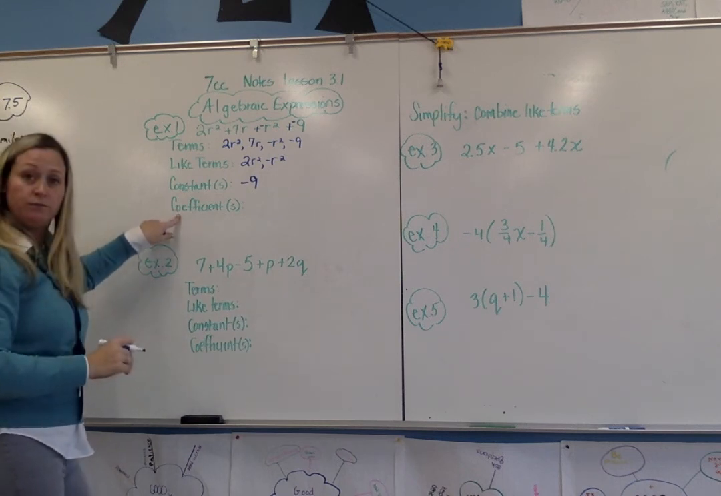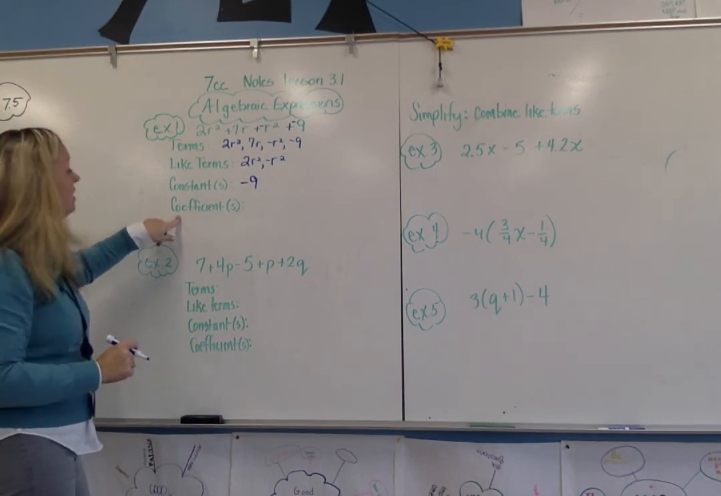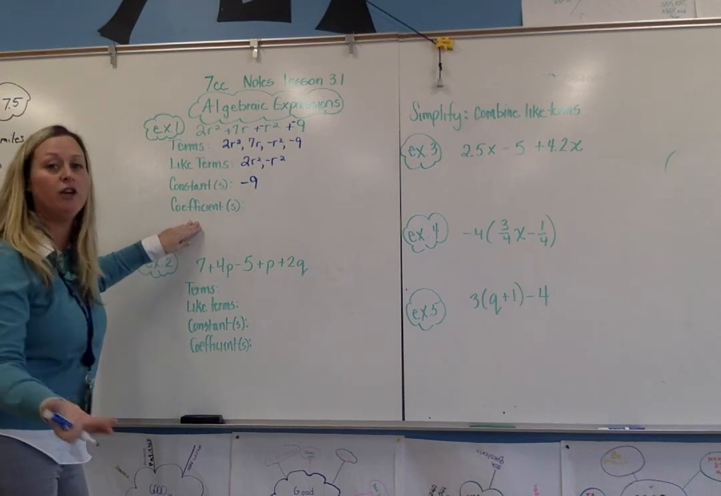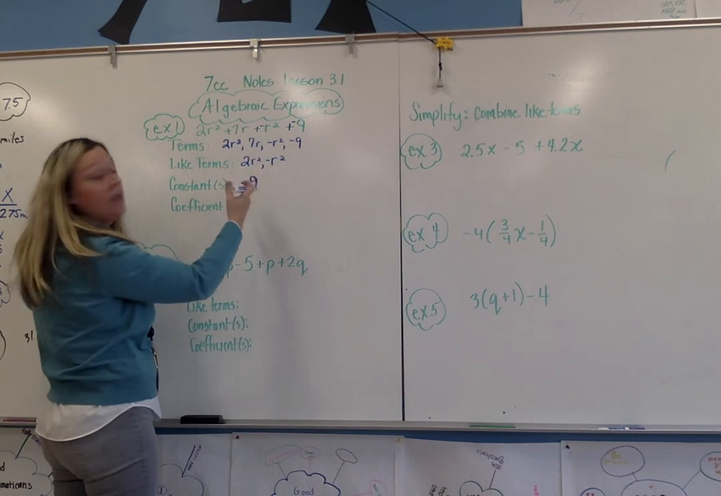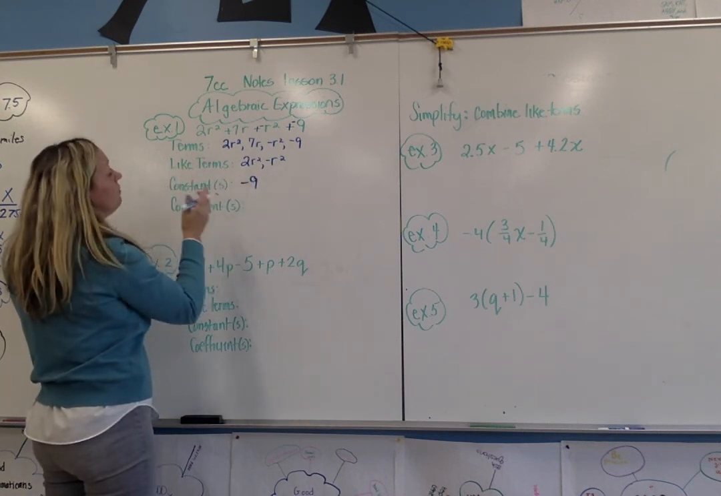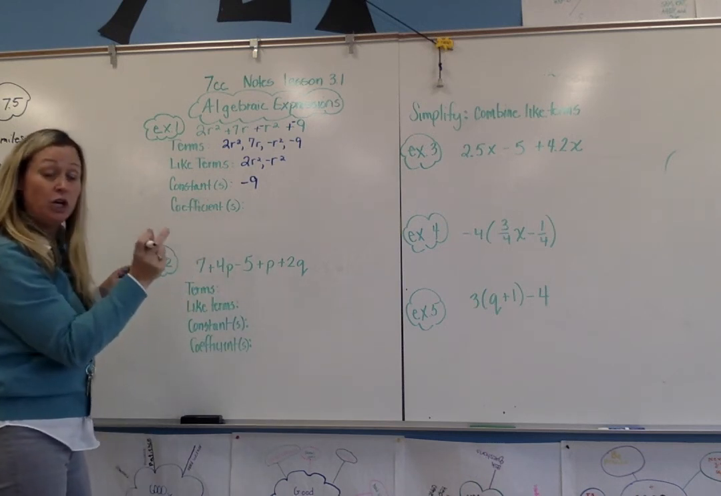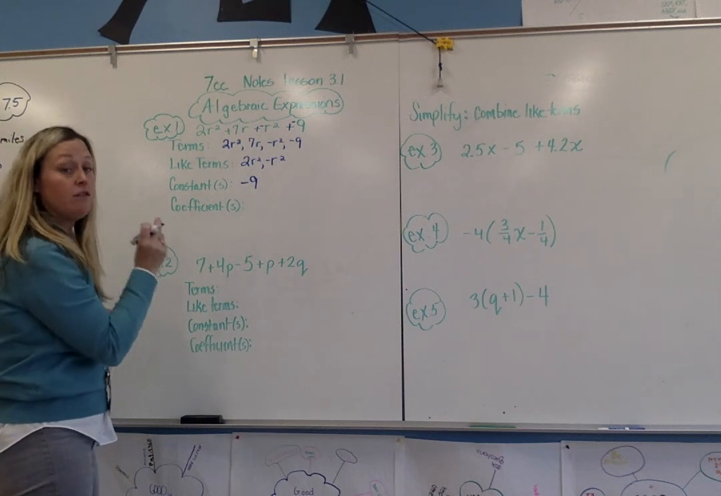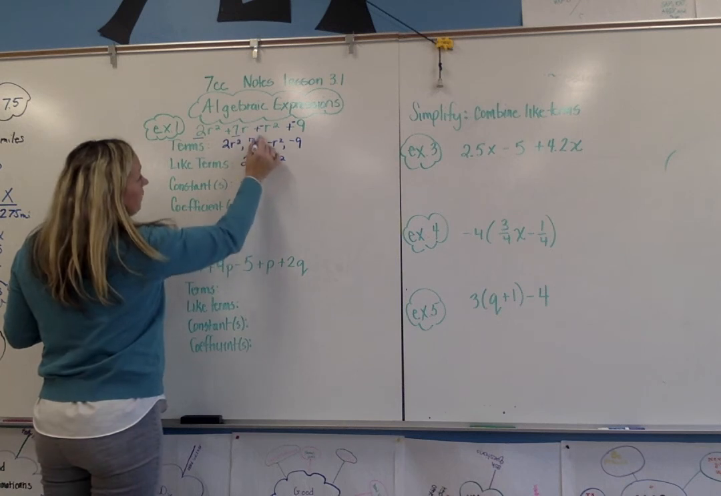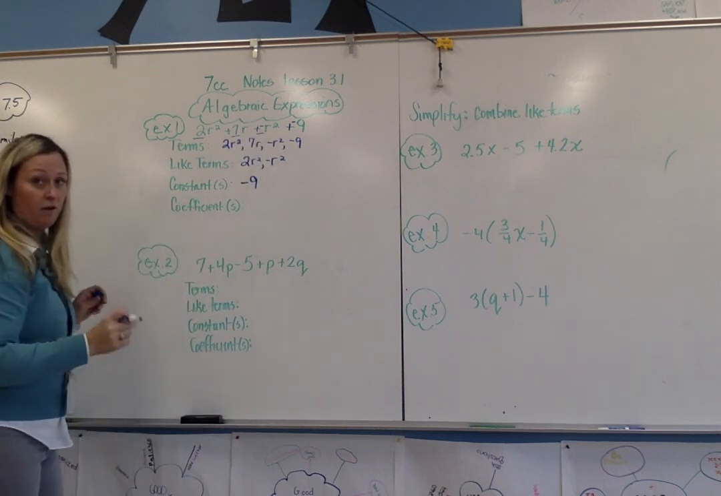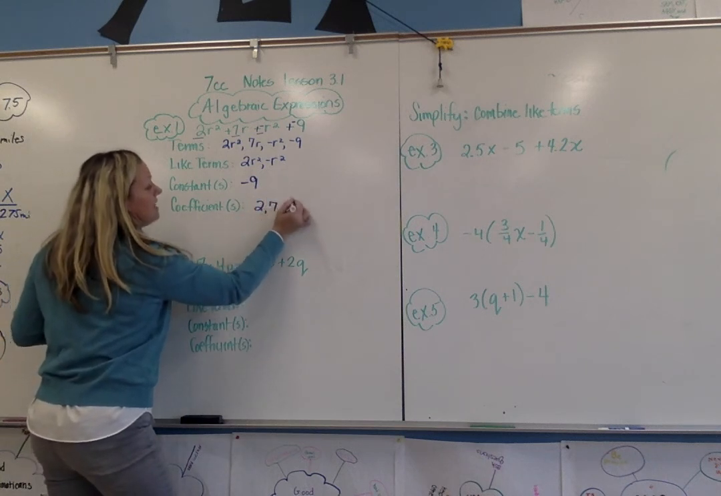The coefficient, it is in front. It's in front of the what? Of the variable. So if I look at my terms, I have to look at terms that have a variable in them, and I'm not going to list the whole term. The coefficient is the number in front of the variable. So 2 is in front of the variable, 7 is in front of the variable, and there's a negative in front of the variable. So the coefficients are 2, 7, and negative 1.